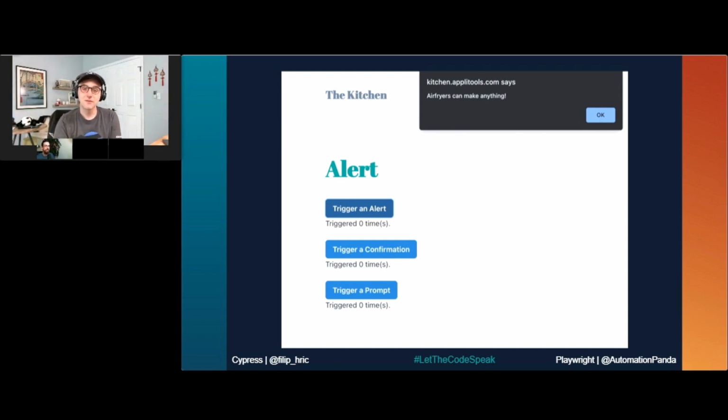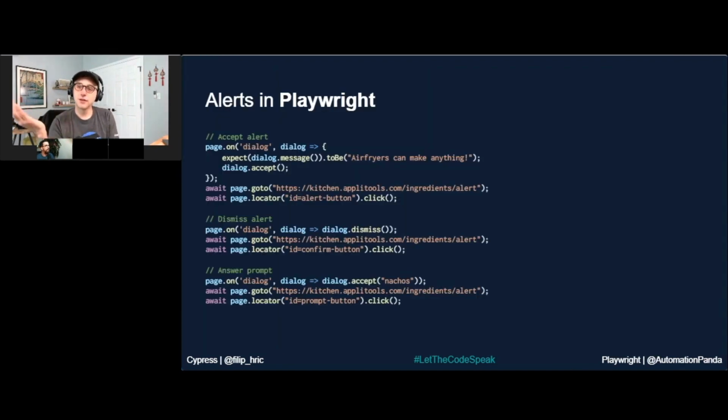right? So the way that we've done this is we've actually categorized this into 3 different alerts. One's where you accept it, one where you dismiss it, and then one where you have to enter something. So let's take a look at what that code looks like. First, Playwright's up this round.